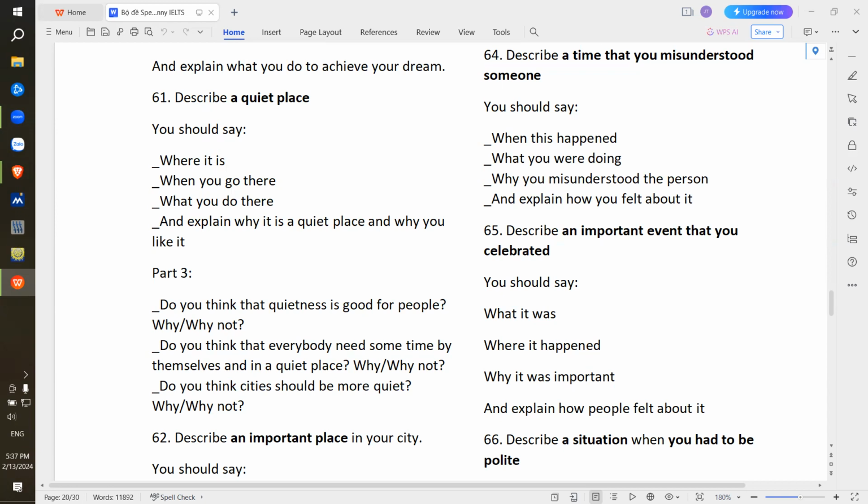And then, do you think cities should be more quiet? Why not? Think about what group of people need more quietness. Is it children? Is it old people? Is it mental workers or workers in general? Does it affect their studies? Does it affect their sleep?